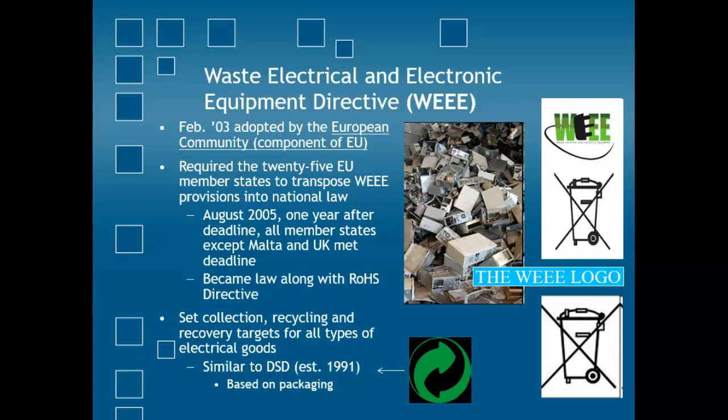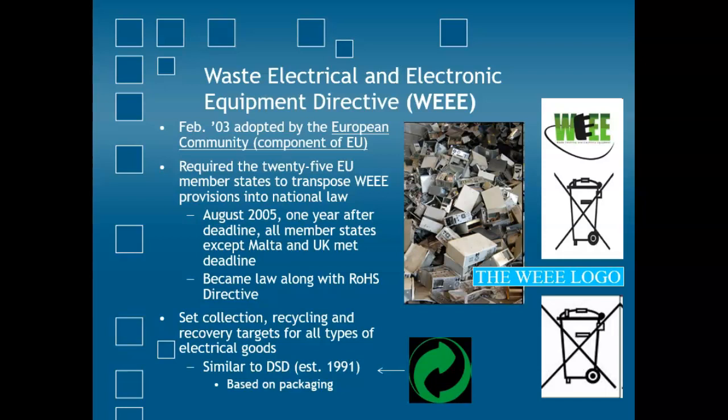So what does WEEE do? It requires the 25 members of the EU to transpose the provisions of WEEE into national law. Because they understand that every country has its own laws, but by having these standards, and if everyone follows it, it makes it easier for everyone to do business with each other. Otherwise, you have independent nations with independent rules, and you can have 25 or more different rules and regulations that would affect these electronic products.